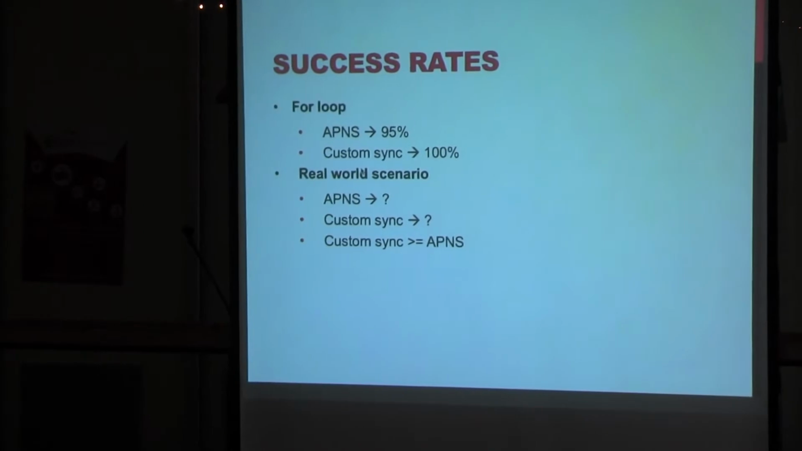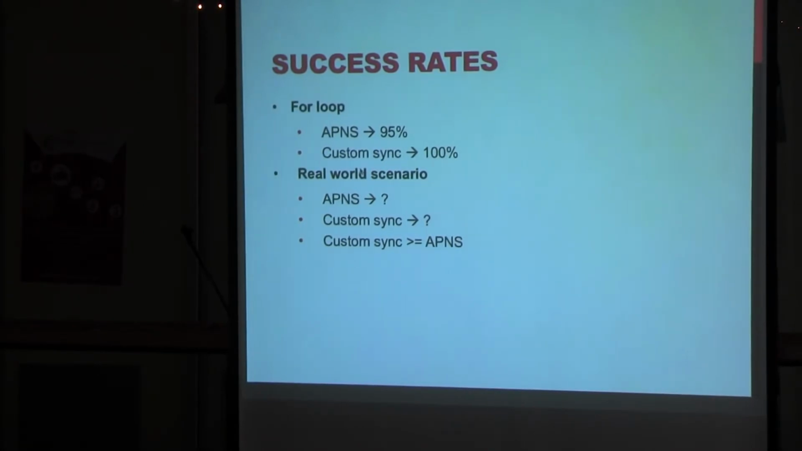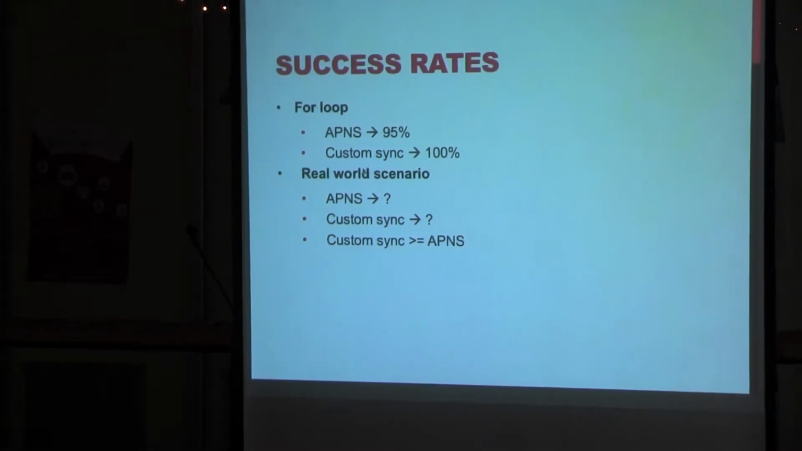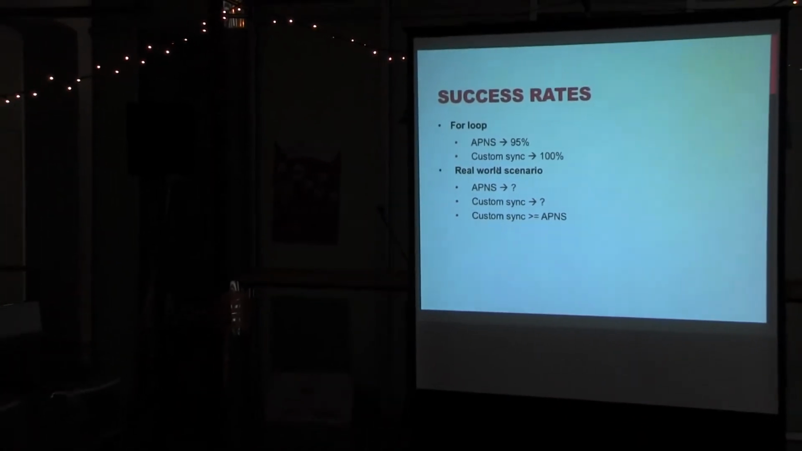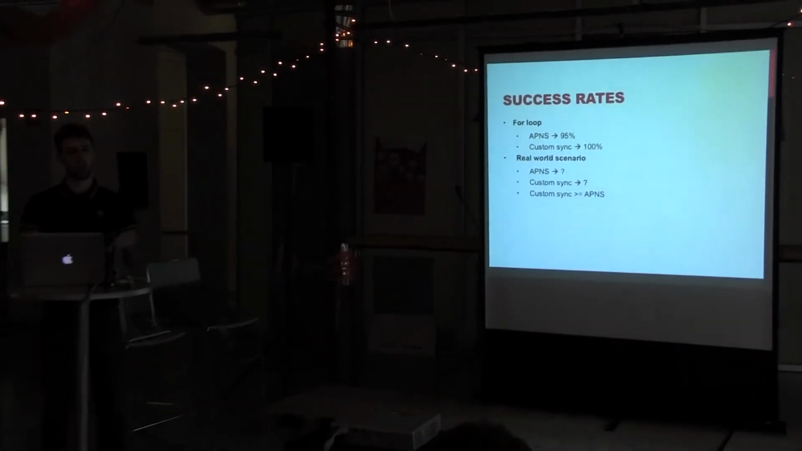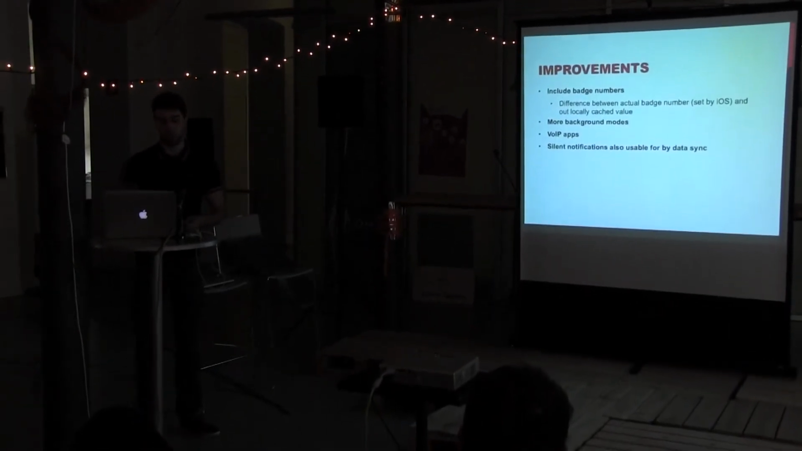So, here are some success rates. If we use a brute force for loop and we send a bunch of notifications to the Apple notification service, the success rate is around 95%. And if we use content available and the custom synchronization procedure, then every notification will get across. And well, in a real world scenario, there is still no definite percentage I can give you. It's definite that the custom synchronization is at least as effective as the push notification service, and oftentimes it's a lot better, but we still can't get to 100%. So we could improve this further.